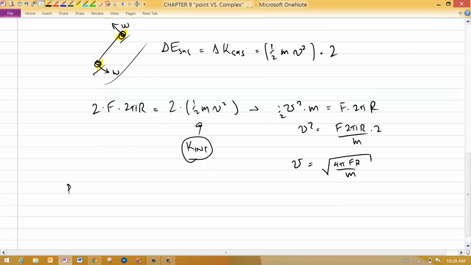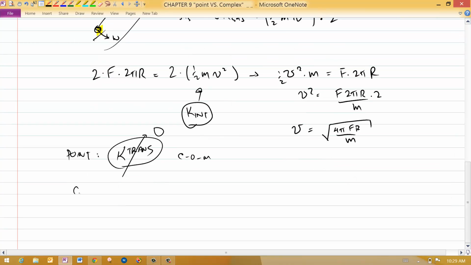The point system will tell you what is the k translational. This is the part of the kinetic energy that takes the center of mass and moves it from one spot to another. In our case, k translational is equal to 0. The complex system has got details like these two pieces of matter, m and m, moving with the velocity v, and it keeps doing that around the edge of the circle forever.